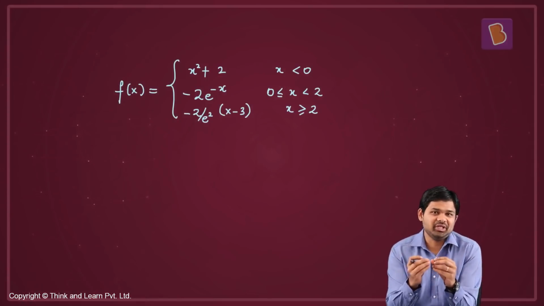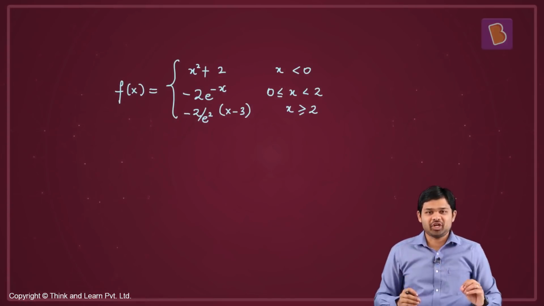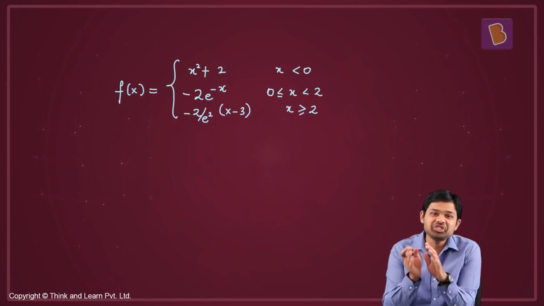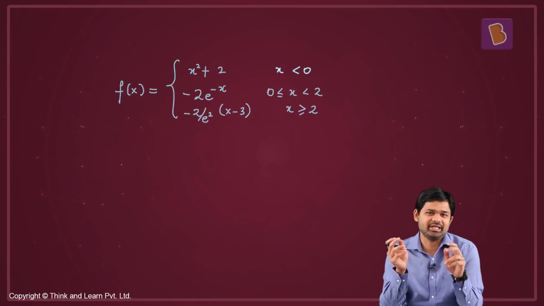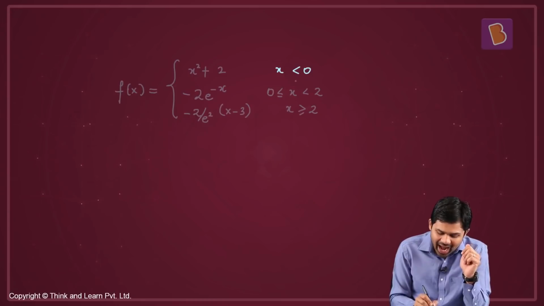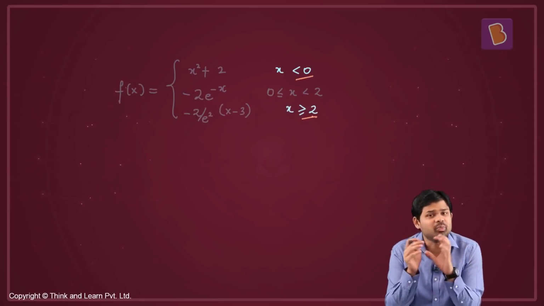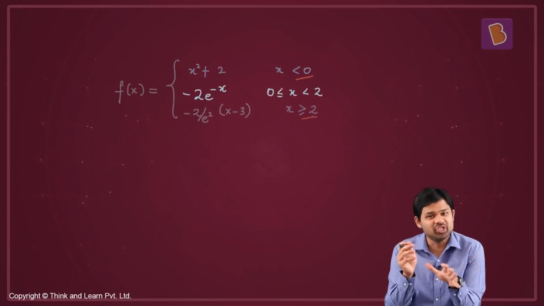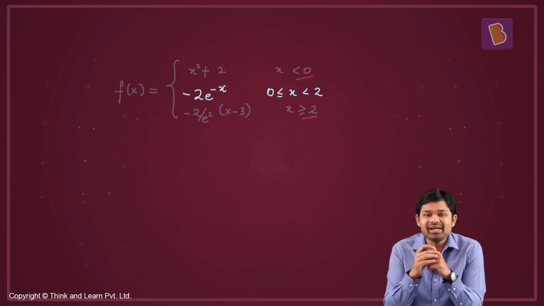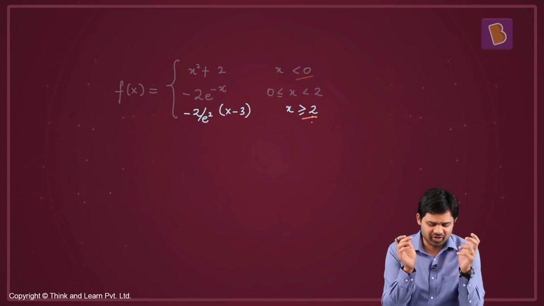So in this question, we have been given the definition of a function. And we see that this function changes definition at 2 points, at x is equal to 0 and at x is equal to 2. Less than 0, there's a definition. Between 0 and 2, there is a definition. And after 2, there is yet another definition.